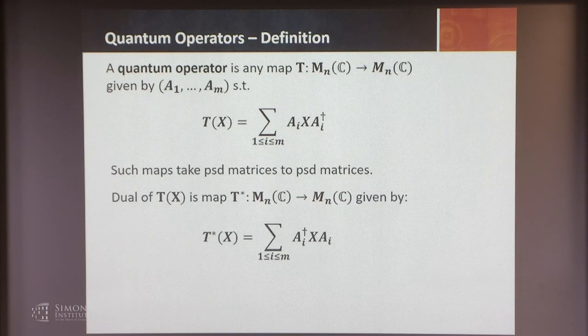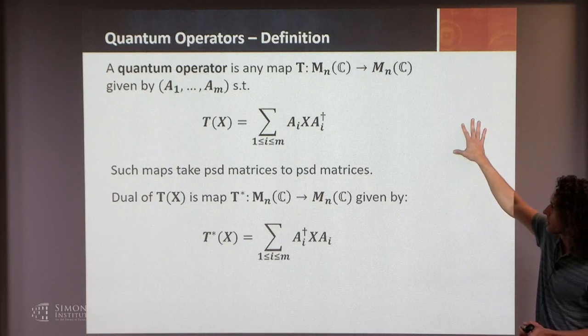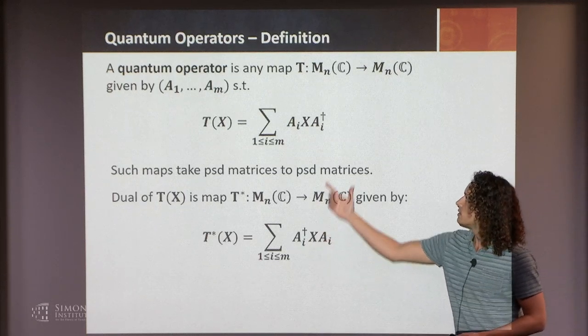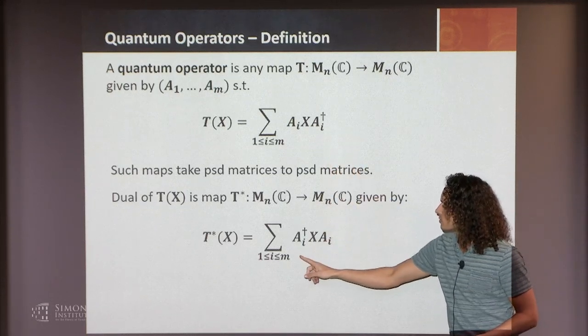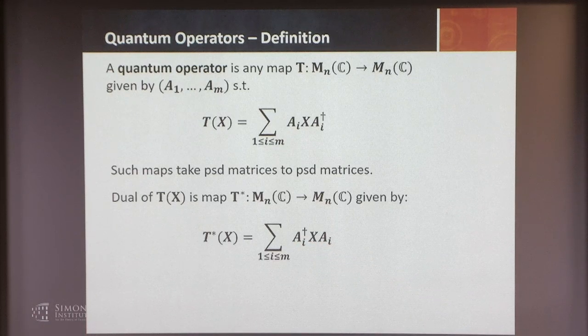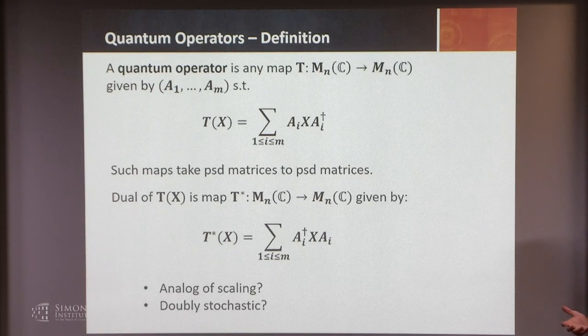The dual of this map, if you have just the Hermitian inner product, is given essentially by flipping the conjugate transpose. So it's the sum of A_i conjugate transpose X A_i. This is the dual map. Since I defined this, and I'm going to tell you that this is a generalization of matrix scaling, you first ask: what is the analog of scaling here, and what is the analog of doubly stochastic for these quantum operators?